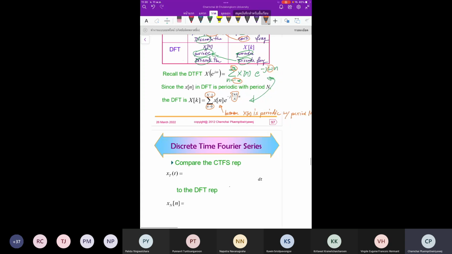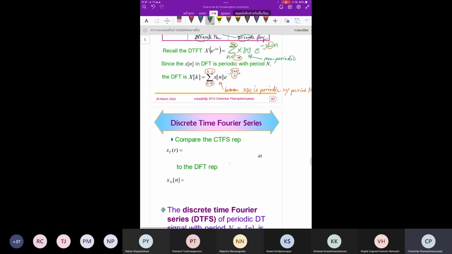But for the DTFT above, x[n] is non-periodic, so you sum from negative infinity to infinity. There is a parallel connection here. If it's periodic, you sum just one period. If it's non-periodic, you sum for all values. That's pretty much what we have.